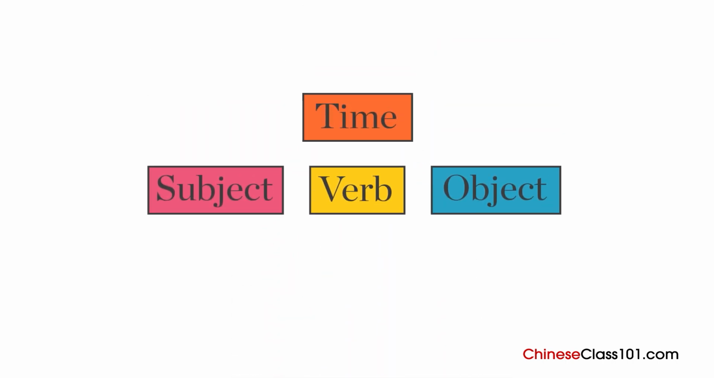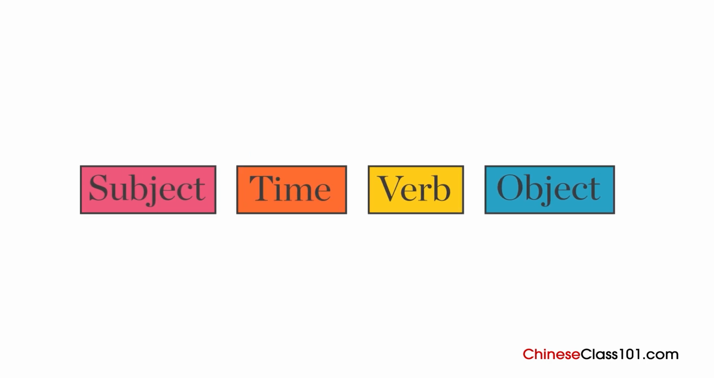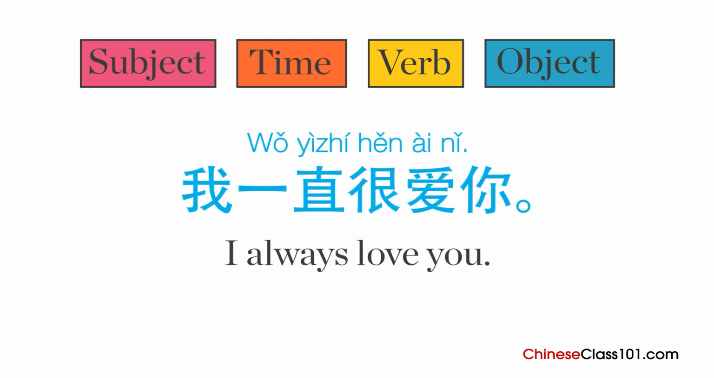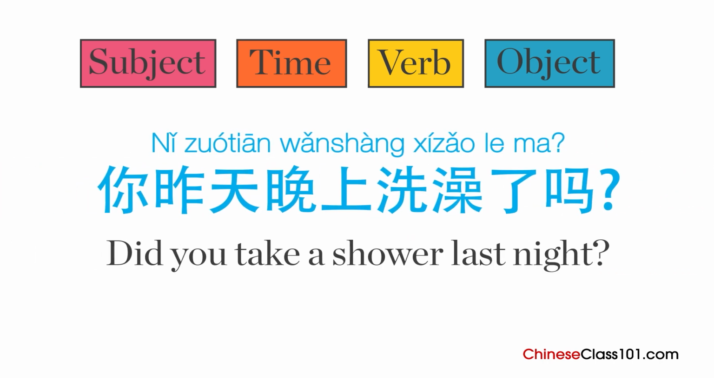If you want to add a time phrase in a sentence, you usually put this phrase after the subject. For example, 他星期二吃面, He eats noodles on Tuesdays. 我一直很爱你, I always love you. 你昨天晚上洗澡了吗？Did you take a shower last night?